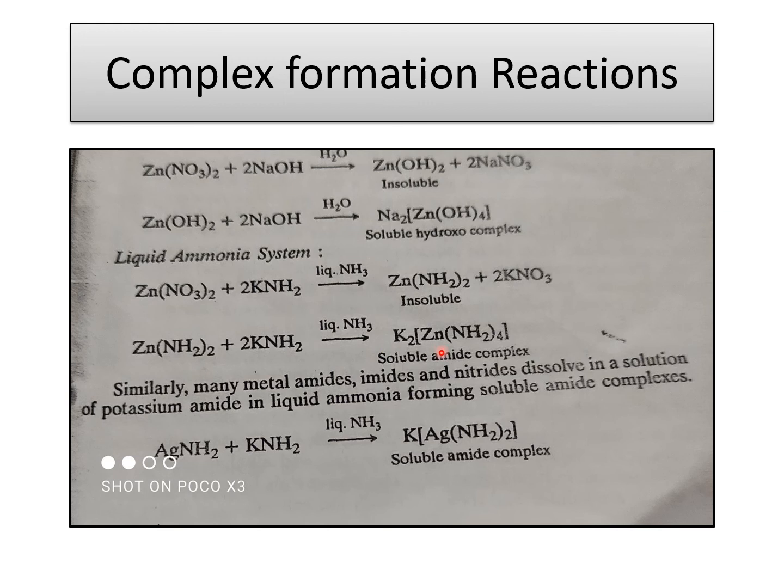Similarly, many metal amides, imides and nitrates dissolve in a solution of potassium amide in liquid ammonia, forming soluble amide complexes. That is AgNH2 reacts with KNH2 in liquid ammonia to form soluble amide complex, that is K[Ag(NH2)2].